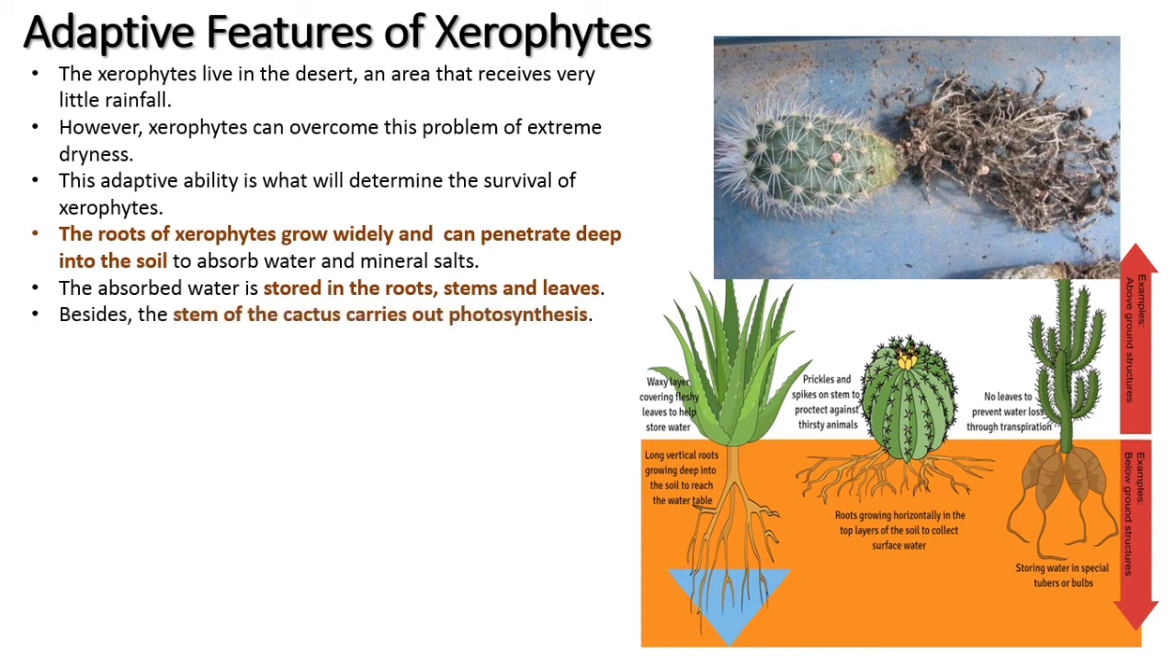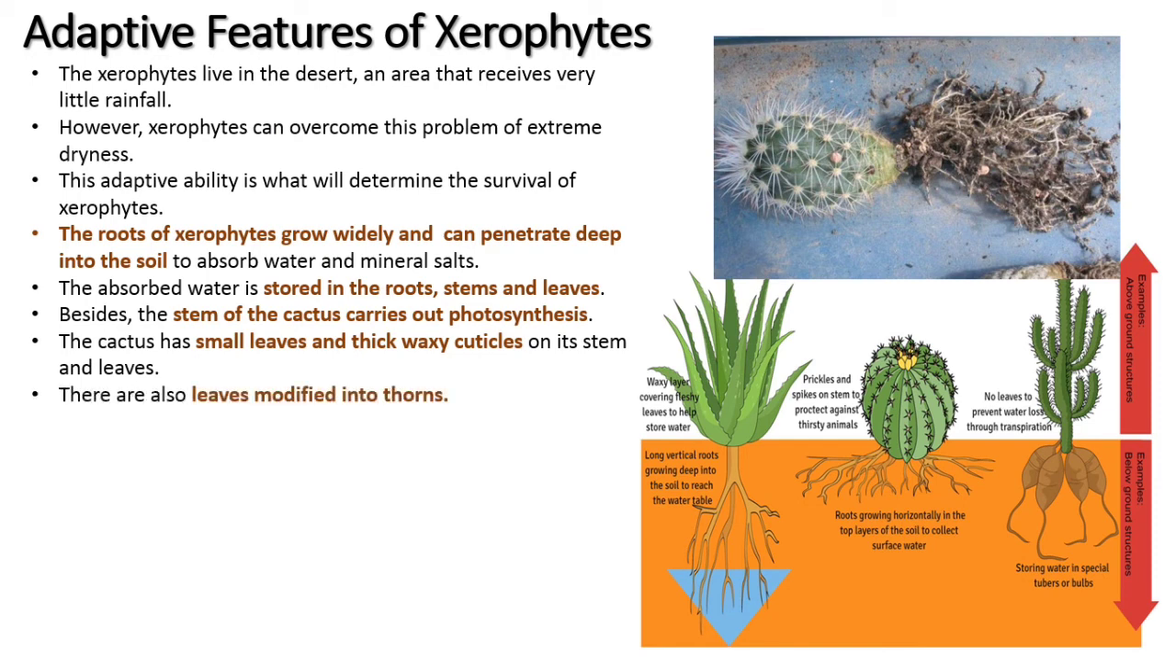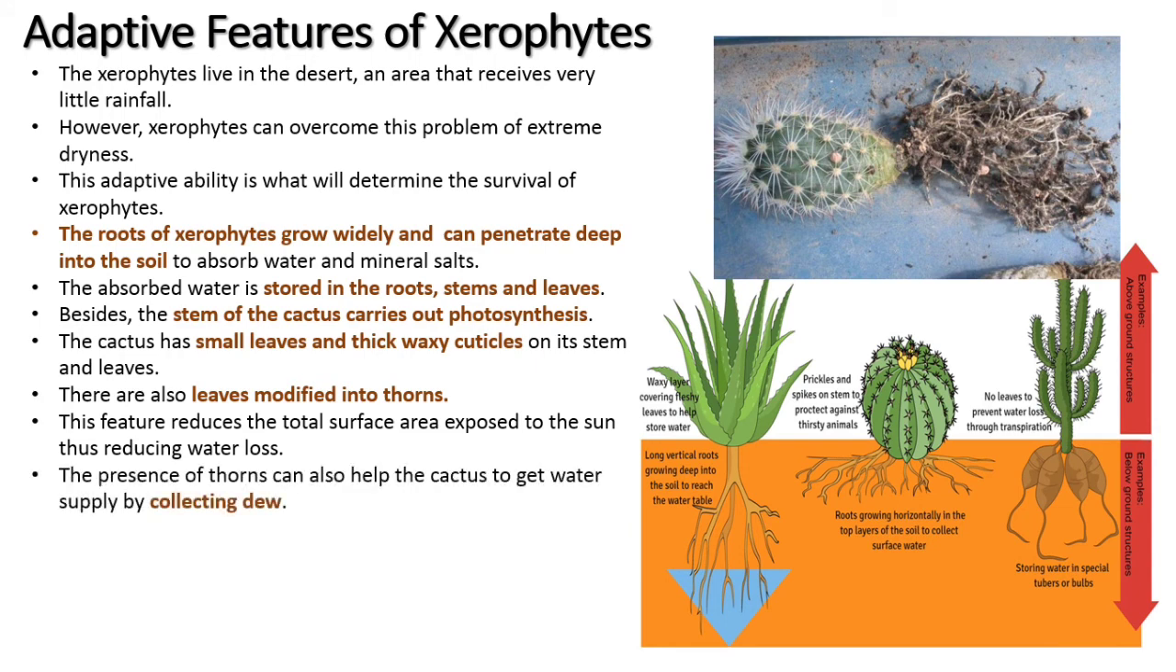The stem of cactus carries out photosynthesis. The cactus has small leaves and a thick waxy cuticle on its stem and leaf. And we can see the leaves are modified into thorns. So the thorns of the cactus are the leaves of the cactus. This feature reduces the total surface area exposed to the sun and thus reduces water loss. The presence of thorns can also help the cactus to get water supply by collecting dew.